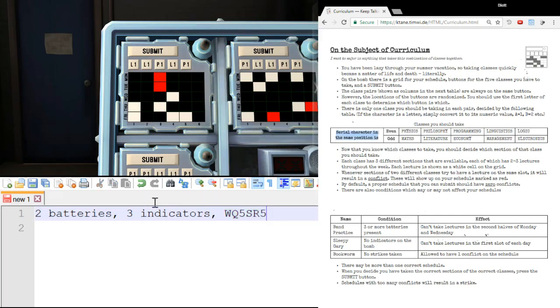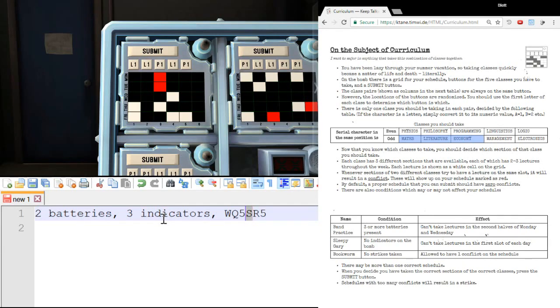The first one is a Q. No, first one's a W. W is 23, which is odd. So we're going to take maths instead of physics. Next is Q. That's 17. That's odd. So we're going to take literature over philosophy. 5 is odd. Economy over programming.